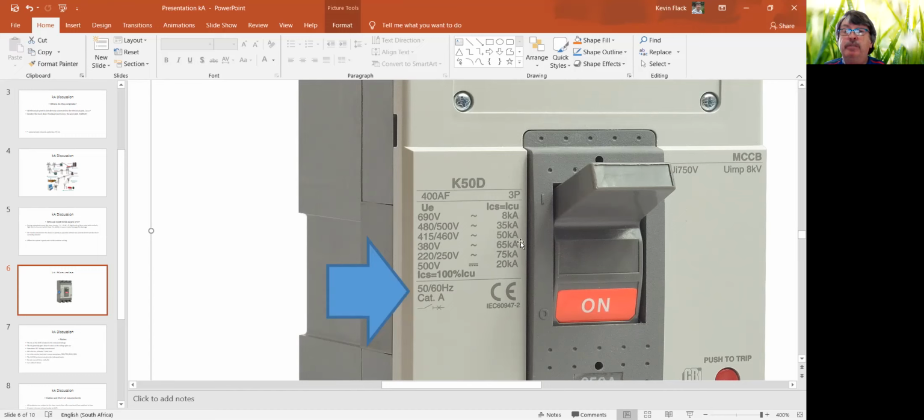So if we have a look at a 415 grid network, which is kind of what we have in South Africa, this product is a 50 kA. And we need to have a look here as well, because the grid network in South Africa is not actually 380 volt, although we might measure 380 volt for a lot of it. It is a 400 volt network. So we are talking about a 50 kA network on this particular breaker.